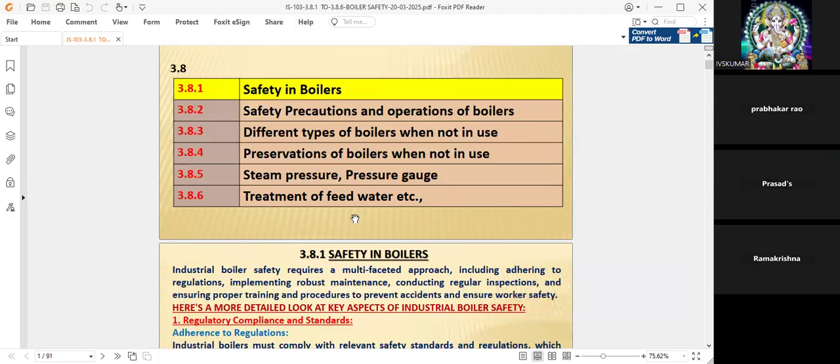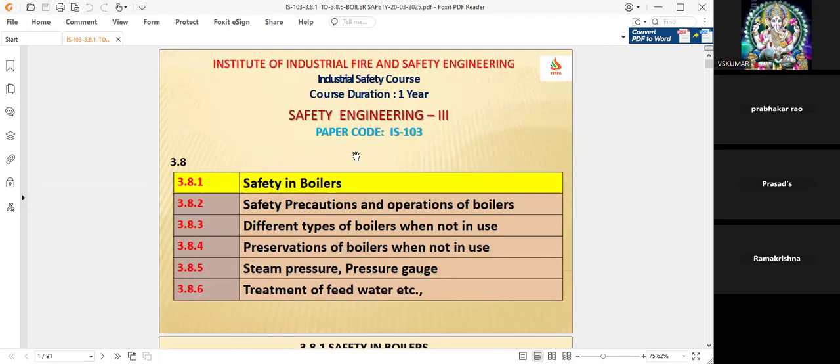Coming to today's topic, it is 3.8, the IS code 103: safety in boiler, and the second one is safety precautions and operations of boiler. Different types of boilers when not in use, preservation of the boilers when not in use, steam pressure, pressure gauge, treatment of feed water, etc.